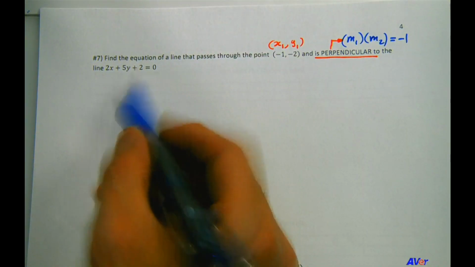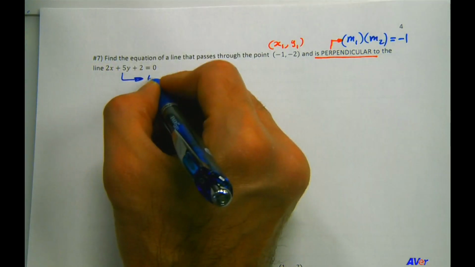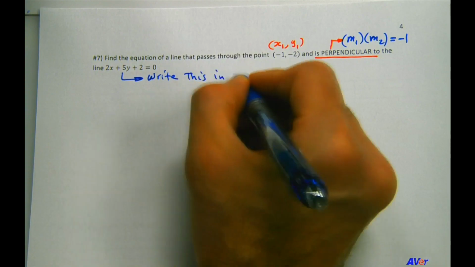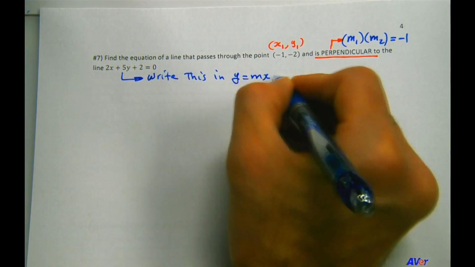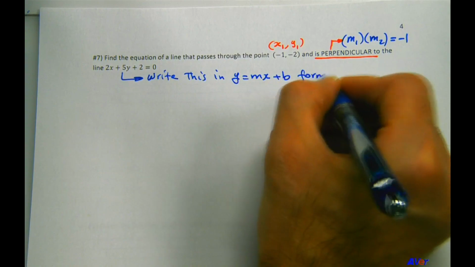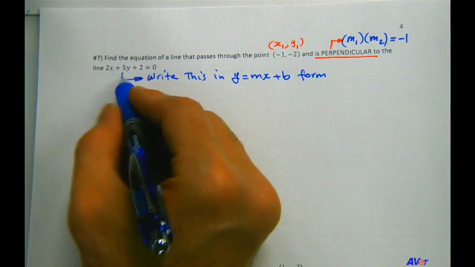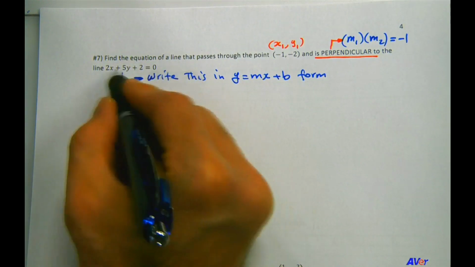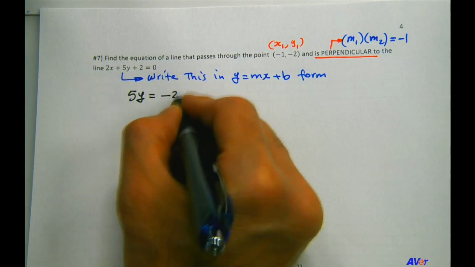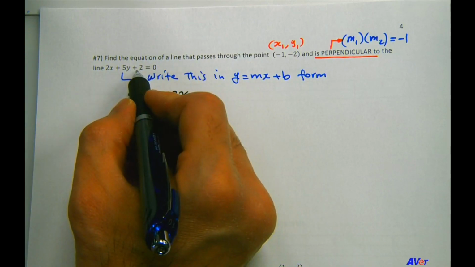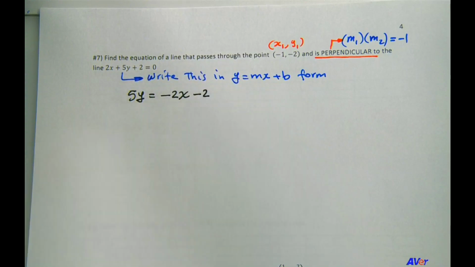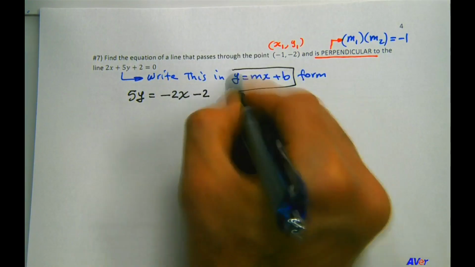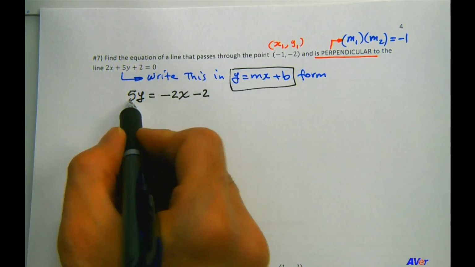No. So let's write this in y equals mx plus b form. Right? Let's do that. So we have 5y equals, let's move the 2x to the other side, it becomes -2x. Let's move the positive 2 to the other side, it becomes -2. Right? So we're not there yet, right? We need to write that equation in this form. We're not there yet because we have a 5 here.